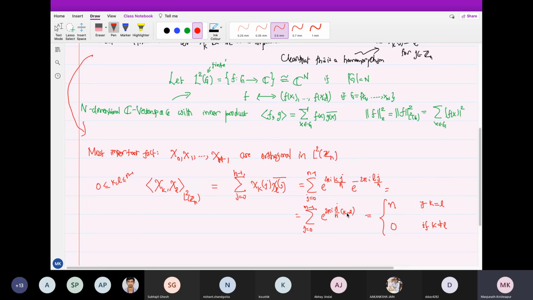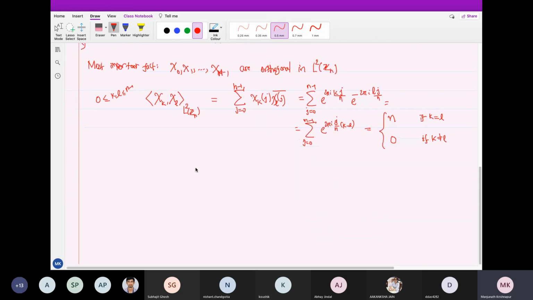What if k minus L is something else? What do you get here? You don't necessarily get the sum over all the nth roots of unity, but you will get the sum over some mth roots of unity. For example, if n is 4, then there are 4 roots of unity: 1, i, minus 1 and minus i.